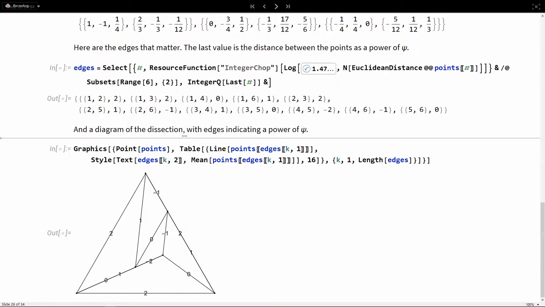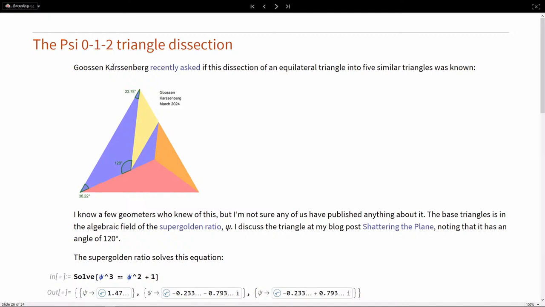And I believe that this will now be named after Gosen Carlsenberg, because he was the first to actually publish it, even though quite a few people, including myself, knew about it. We just hadn't published it yet.